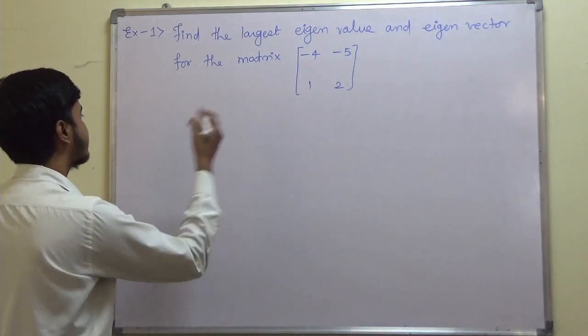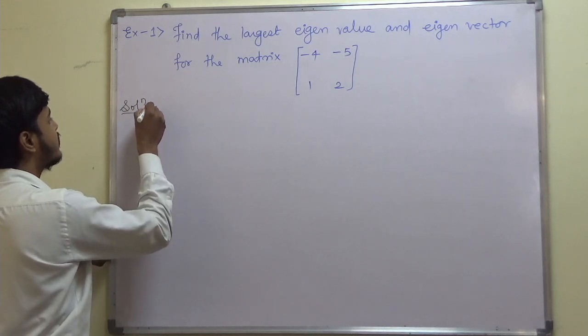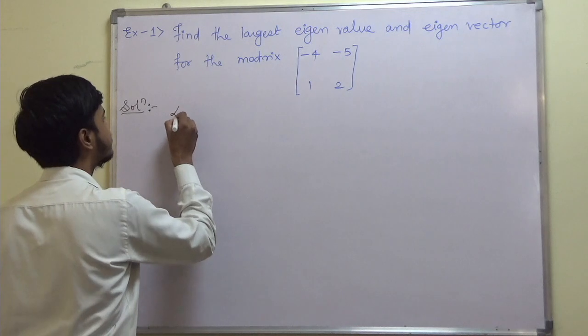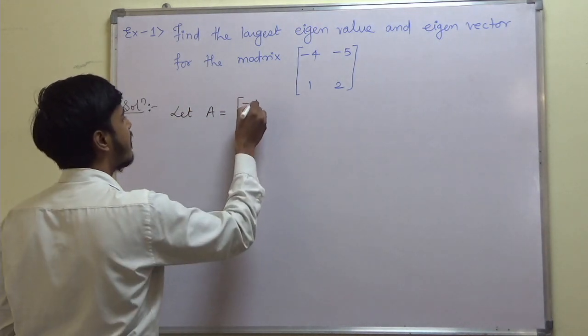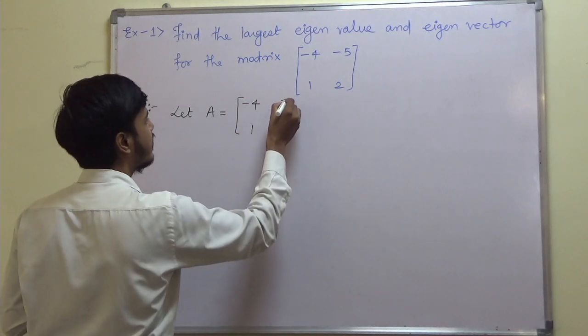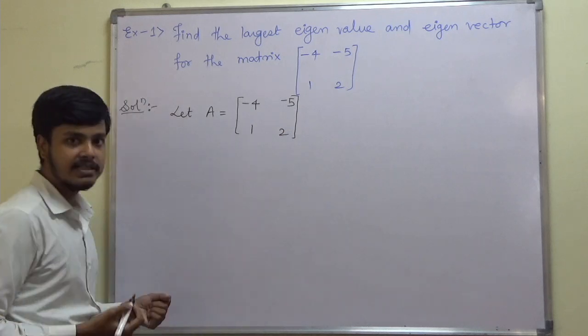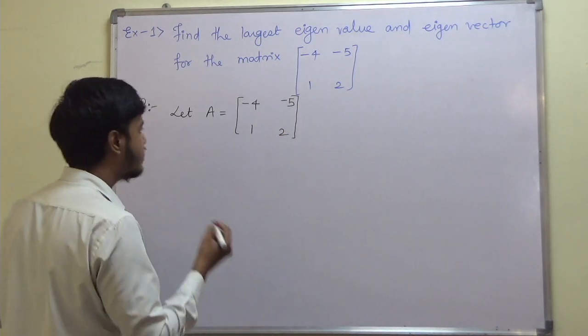Okay, so let us start the solution. It's good practice to start with the given matrix. So let A be equal to [-4, 1; -5, 2]. So I have written this matrix. Now start with the initial approximation.